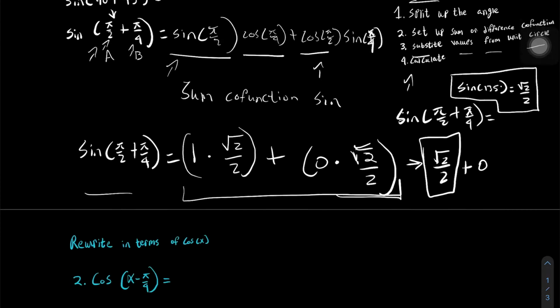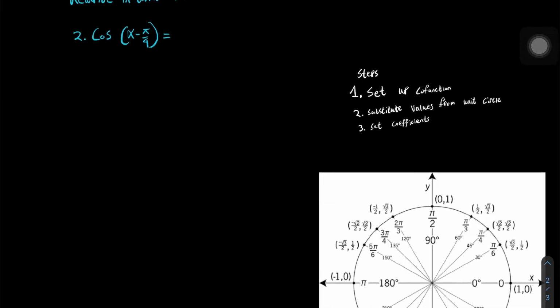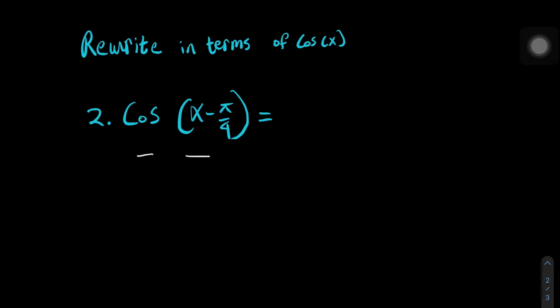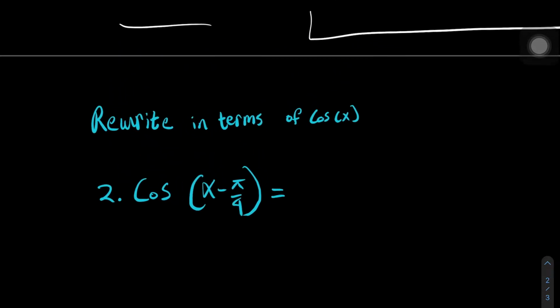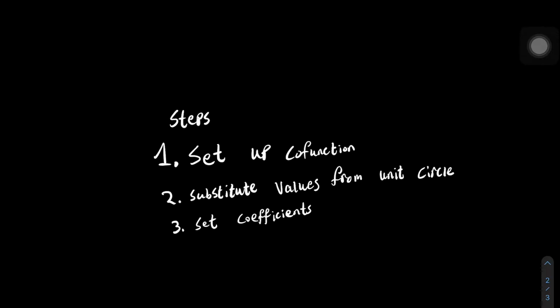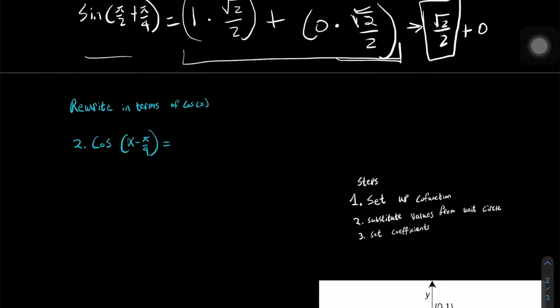Next, let's go on to our second problem, which says that we need to rewrite cosine of x minus pi over 4 in terms of cosine of x. All right, let's go ahead and do this. So first off, let's go through our steps. Here are the steps we're going to use for this problem. The first step is to set up the cofunction. The second step is to substitute values from the unit circle. And the last step is to set the coefficients. Now, let's start this problem.